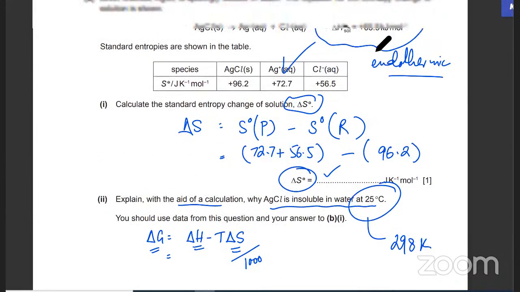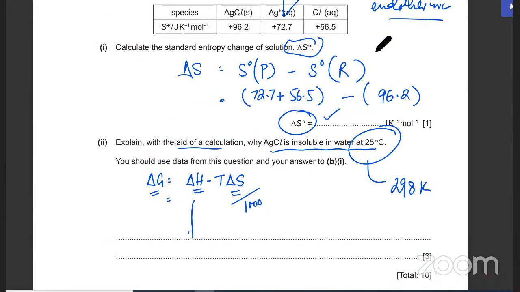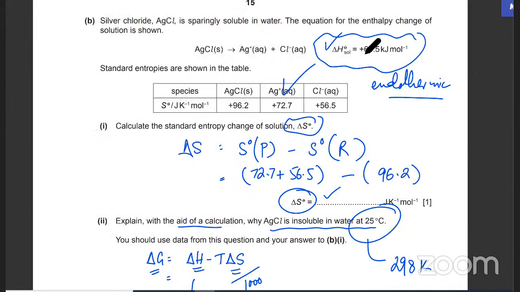So what you're going to do is plug in the values. Okay, delta H in this case is positive. It's endothermic, right? But they already gave us that it's positive.